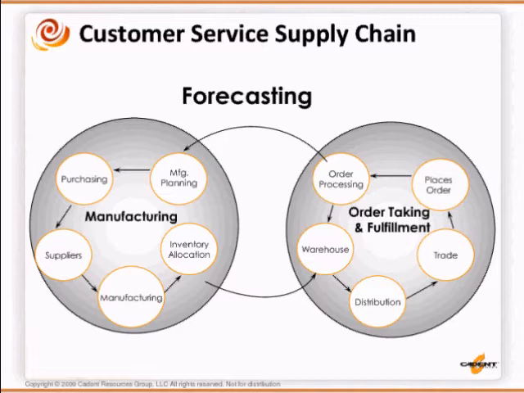On the manufacturing side, we have a manufacturing planning activity that communicates the needs to purchasing, who communicates to the suppliers and contract manufacturers of finished goods the needs that we have, and they will then supply either raw and packed materials or finished goods to manufacturing. Manufacturing will add more value to those and then allocate the inventory to the warehouses.